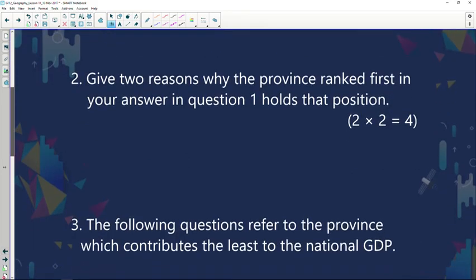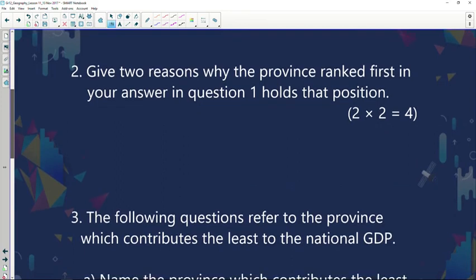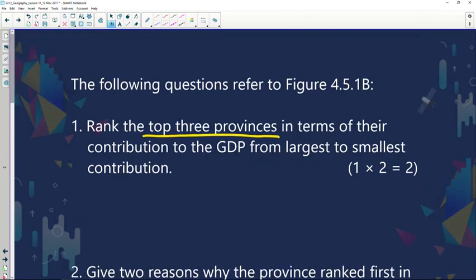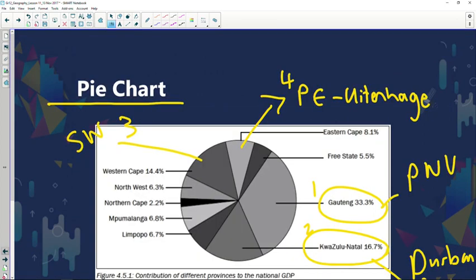Okay, give 2 reasons why the province ranked first in your answer in question 1 holds that position. Now, as we discussed previously, it's because Gauteng has the most industries. We looked at the PWV. If you look at Gauteng, PWV, it's got the most industries, many unskilled and skilled labor force, a lot of transport routes connected over there, and many private investors situated in Gauteng. And believe it or not, even though Gauteng is the smallest province, it's got the biggest population in Southern Africa.